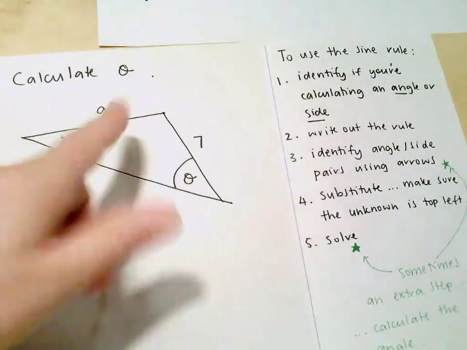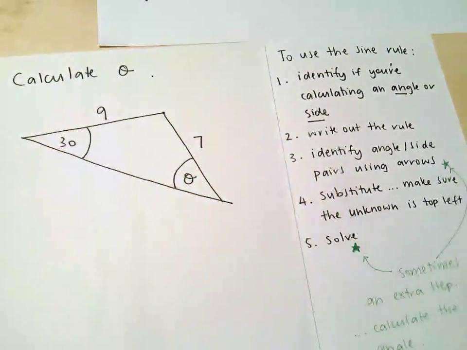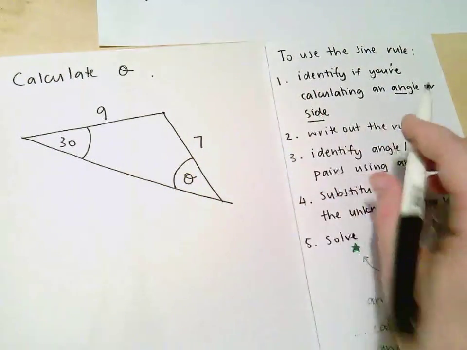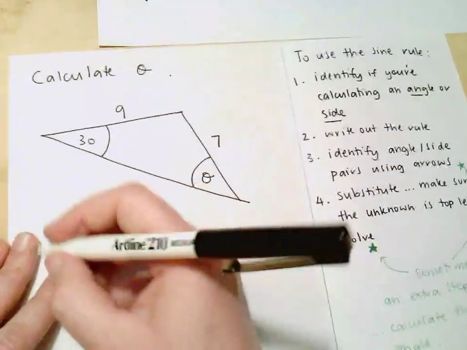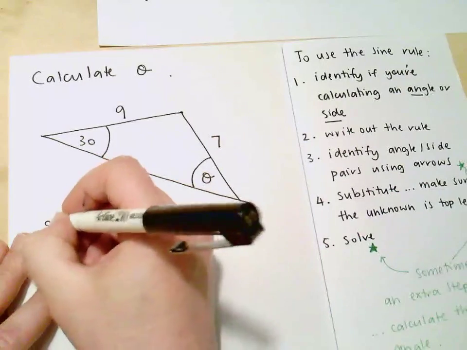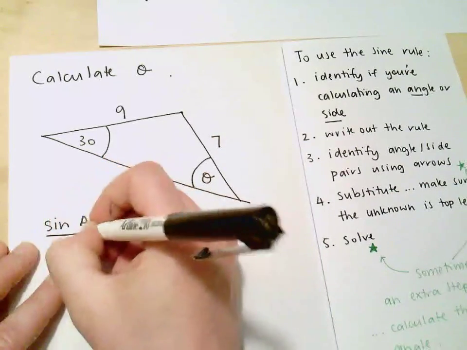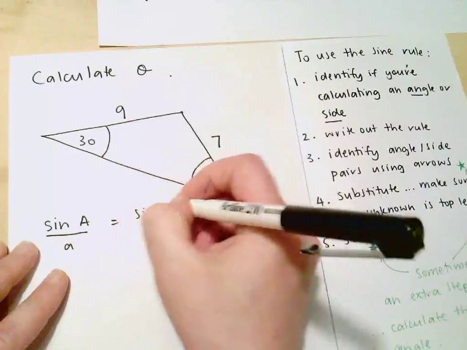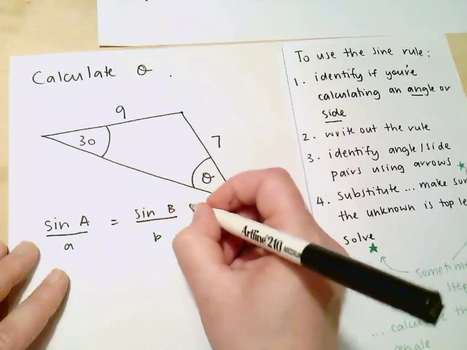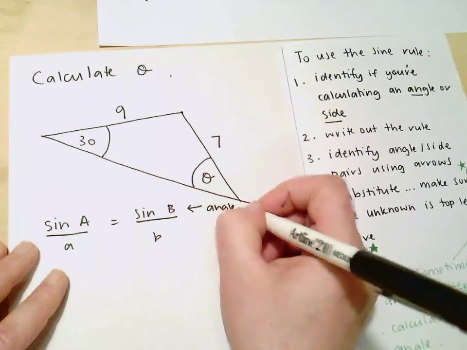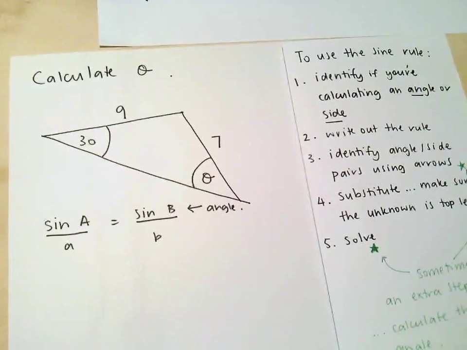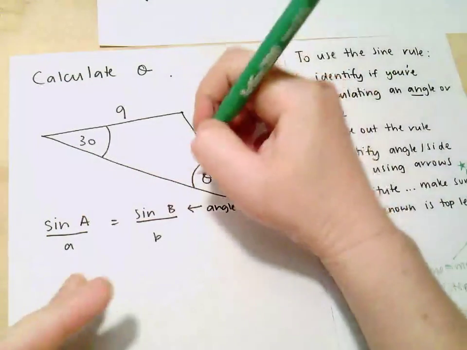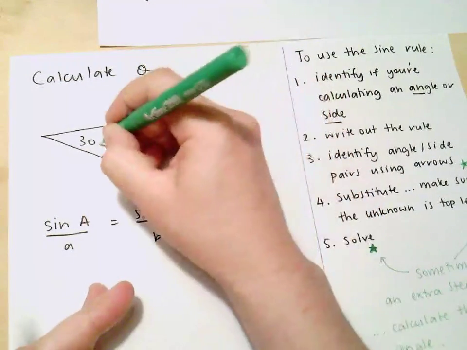This time, again, I know I'm using the sine rule because I've got two sides and two angles. I have to decide if I'm calculating an angle or a side. Well, I'm trying to calculate theta, so I'm trying to calculate an angle. So I'm going to write my rule out as sine of A over A equals sine of B over B. This time putting my angle on the top because that's what I'm trying to find. Now I need to work out my pairings. Here's one pairing, here's my other pairing.